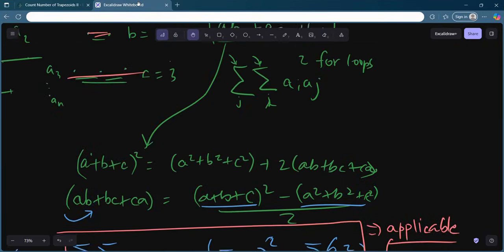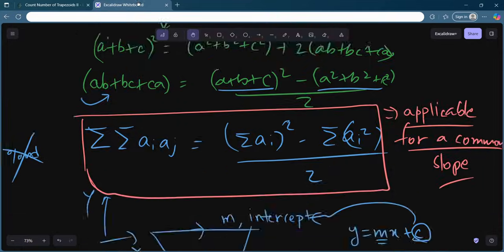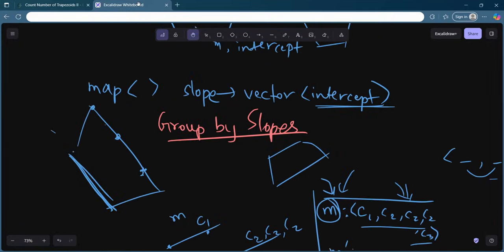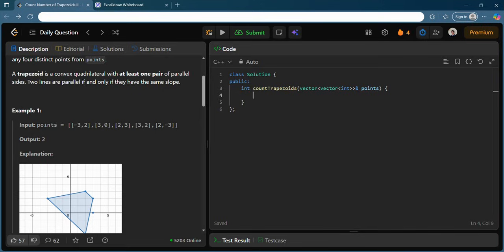So I will do the first things first, that is create these two maps, okay? So let's try to quickly do those. So I have an integer n, which is the number of points, very simple, very easy. Now I have an unordered map. What is my first unordered map? It will give me slope intercept, okay?